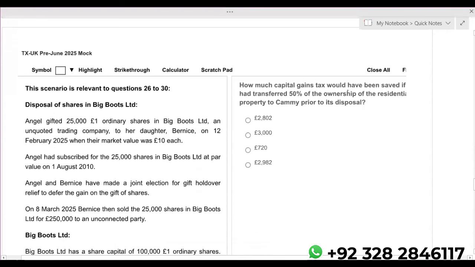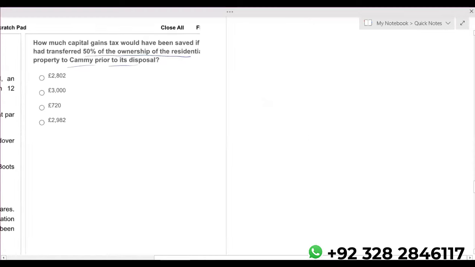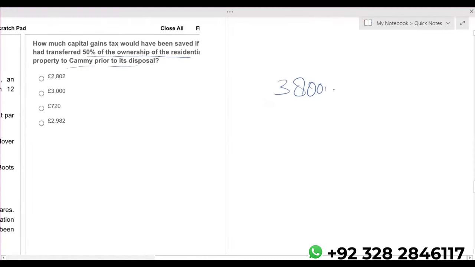How much capital gains tax would have been saved if Bernice had transferred 50% of ownership of the residential property to Kame prior to its disposal? That's a good question. Actually, the total capital gain is 3,80,000. Now try to understand. And Kame, the husband, does not have any income and no disposal at all. If Bernice transfers 50% of the property.